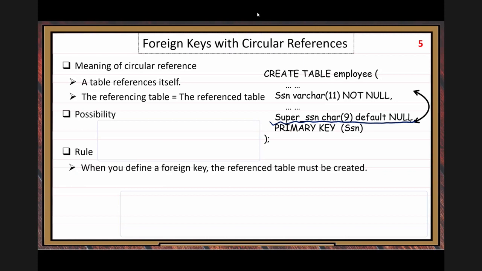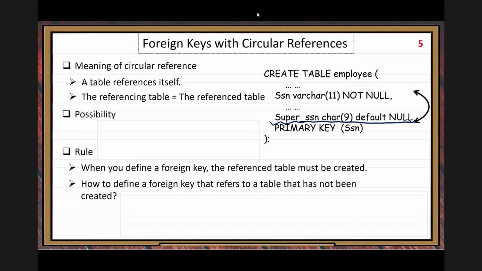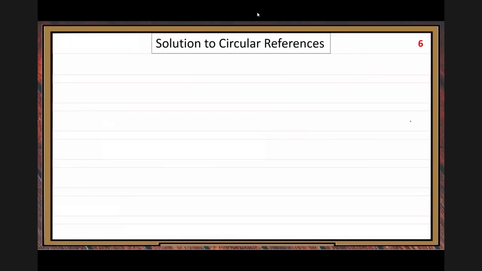Contradiction. The solution is simple. Remember, I just mentioned we delay that definition. Let us define the table first. After the table is created, then we use that alter table statement to define the foreign key constraint. How to define a foreign key that refers to a table that has not been created? Here, let's look at a solution to circular references.